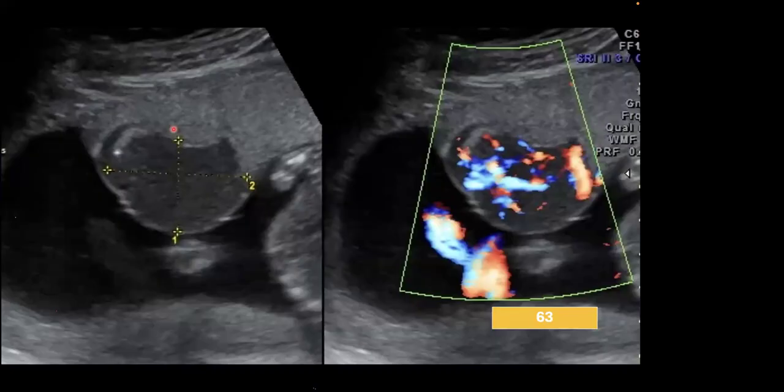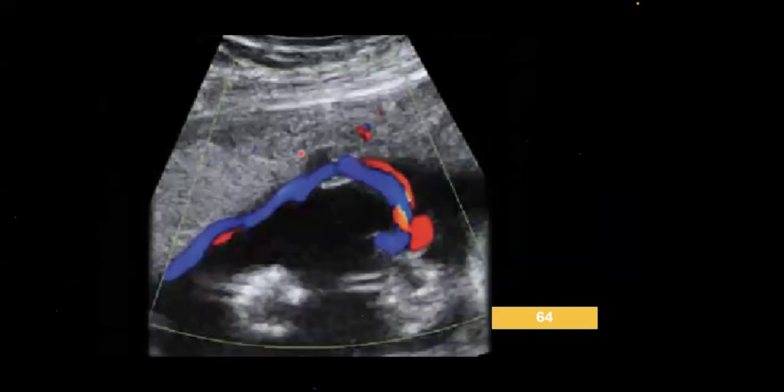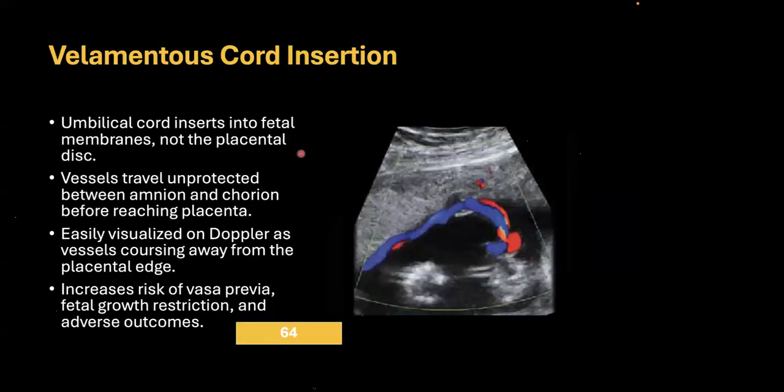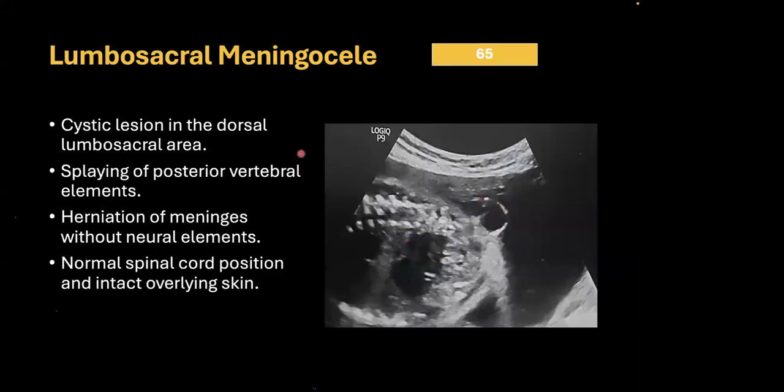Okay, now what was this? This was placental chorioangioma. Most of you got it correct. No, I think few of you only got it correct. So hypoechoic areas with internal vascularity is the key feature. That is how you differentiate it from placental lakes. Okay, and this also most of you got correct. This is velamentous cord insertion. Yeah, this was lumbosacral meningocele.